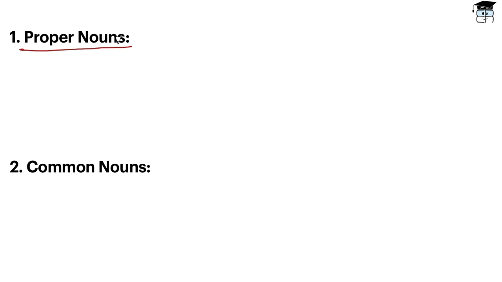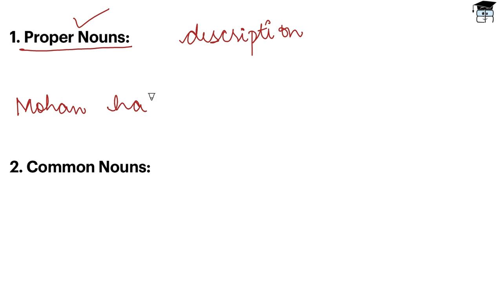Okay, now what are proper nouns? Those nouns that provide a description of the people, places, ideas and objects that we discussed before are known as proper nouns. Now let us take an example of these nouns to understand better. Okay, consider this statement. Mohan has a Ford car in Delhi.